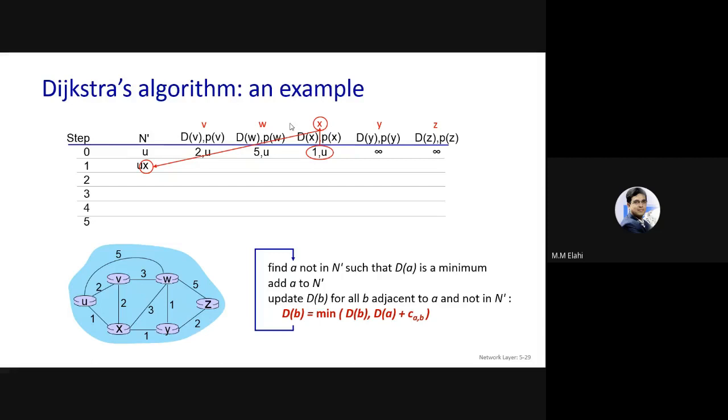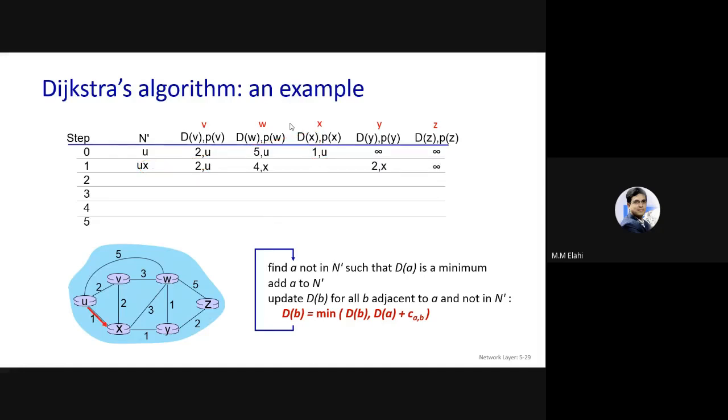Okay, in the second step, use this equation, recalculate all the values of the nodes that are not in N prime. Those are not in N prime means those are not processed yet. So other than u and x, all other nodes you have to recalculate using the formula.